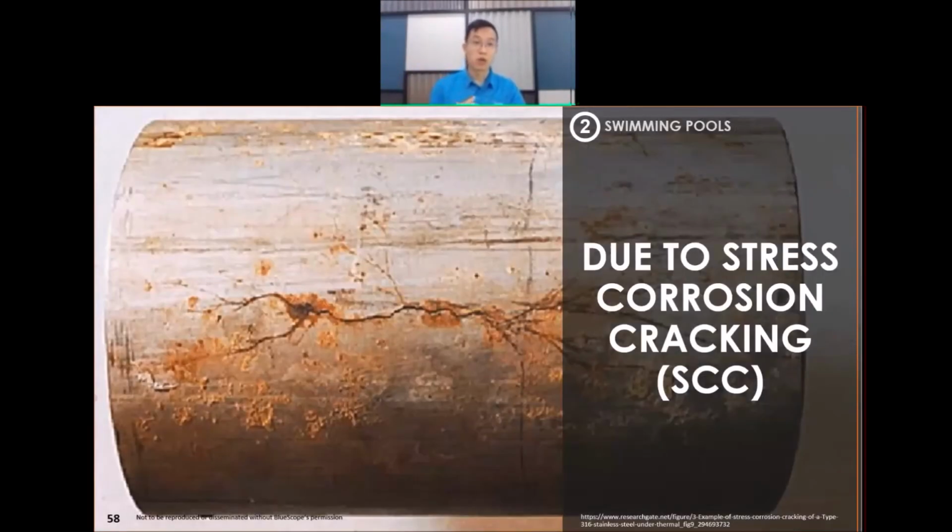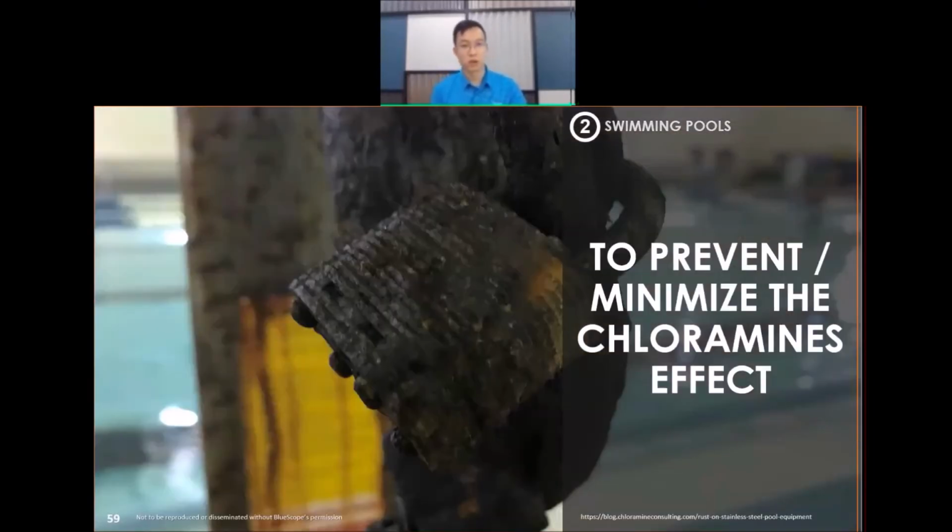And the failure mode was called stress corrosion cracking. And it was found to be due to the exposure of this stainless steel to the chloramine chemicals. So, of course, stainless steel is going to corrode, with no exception to other types of metals. So, to prevent or minimize the effect of chloramines, there are a few ways you can approach this, where you can also combine all of them together.